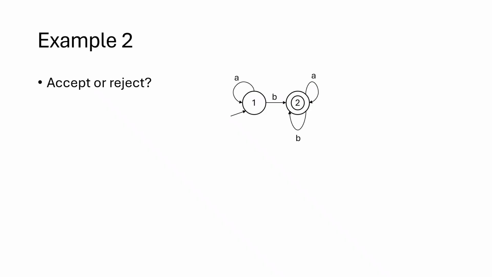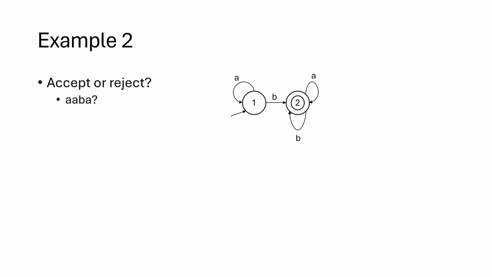Okay, and here's our first example. Only two states, state 1 and state 2. Our input alphabet is A and B, and you see the transitions in this diagram. So the first question is, does this machine accept or reject the input stream AABA?